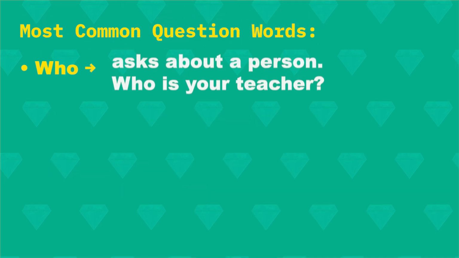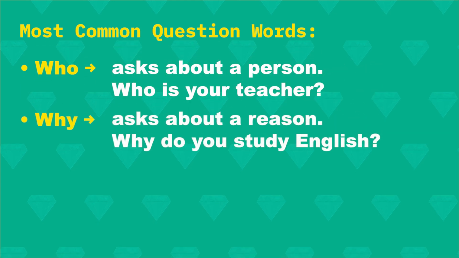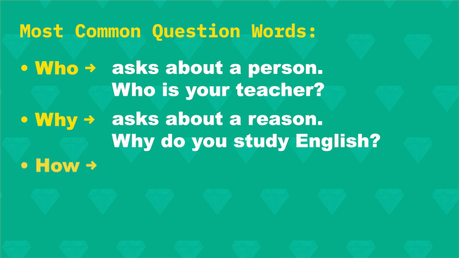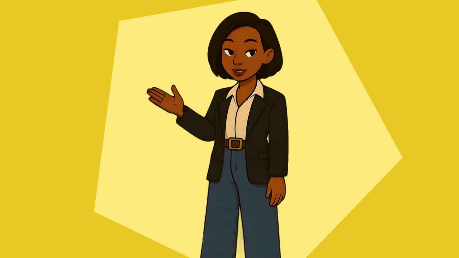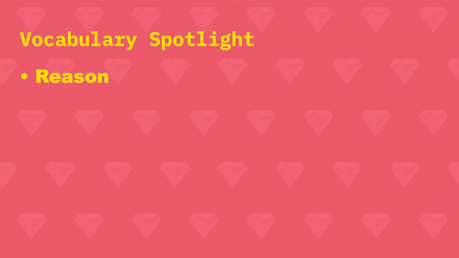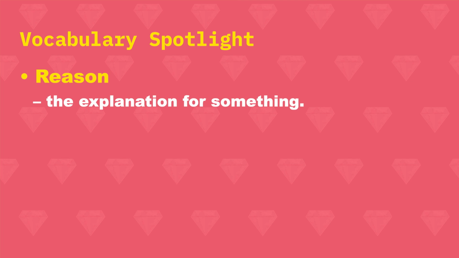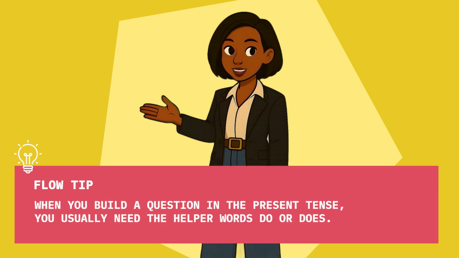Who asks about a person. Who is your teacher? Why asks about a reason. Why did you study English? How asks about the way or method. How do you go to work? Here's another vocabulary spotlight. Reason, the explanation for something. Method, the way something is done. Here's another quick flow tip.